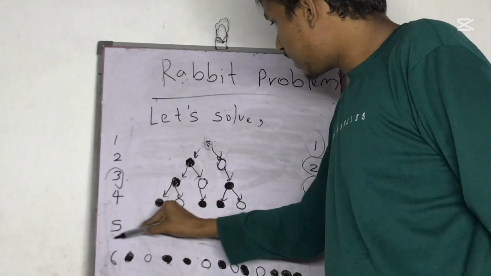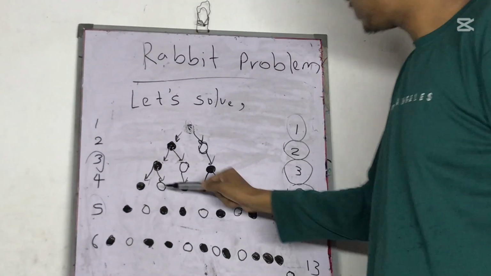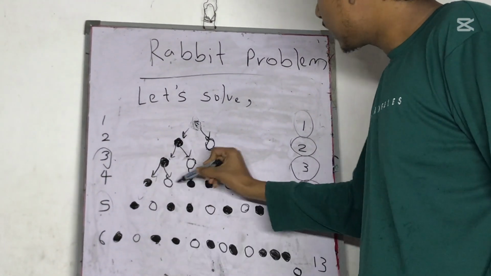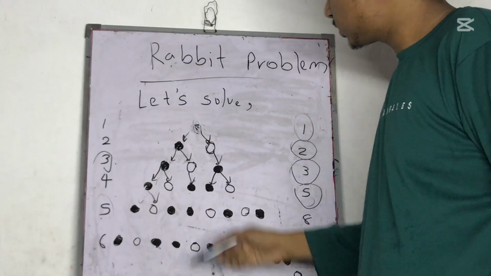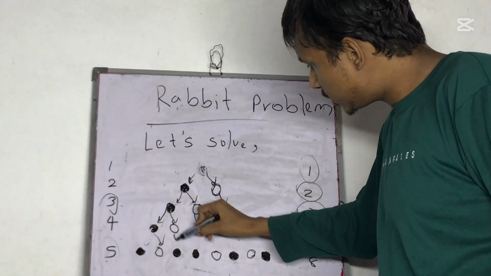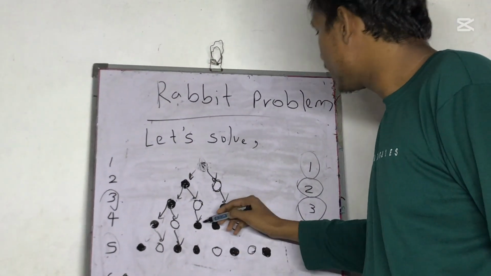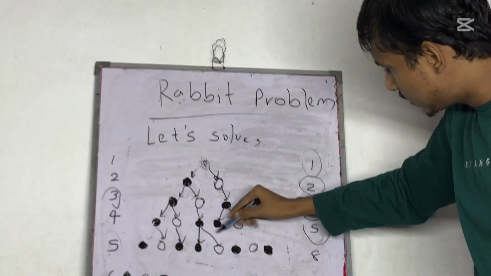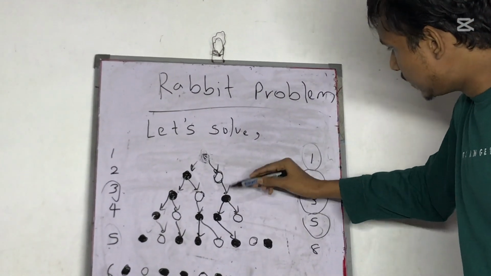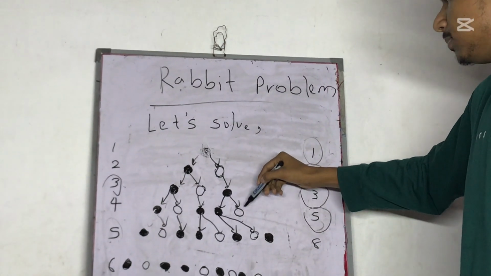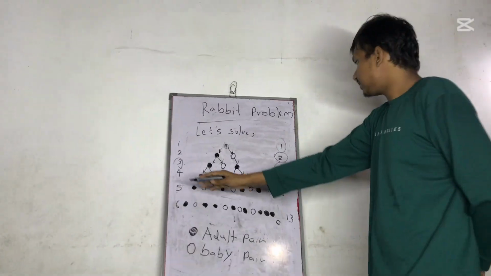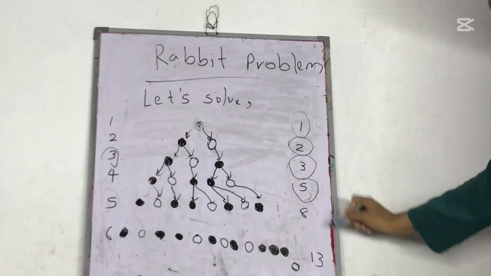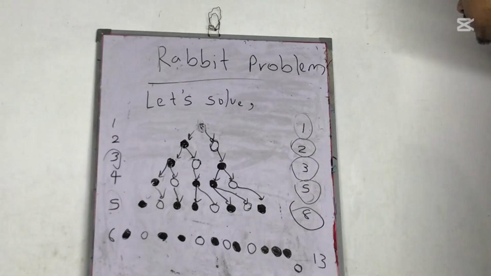In the fifth month we have this adult pair and their babies. This baby pair is now mature. So this adult pair and their babies here, and this adult pair and their babies here. This baby pair is now mature. In the fifth month we have all 8 pairs.